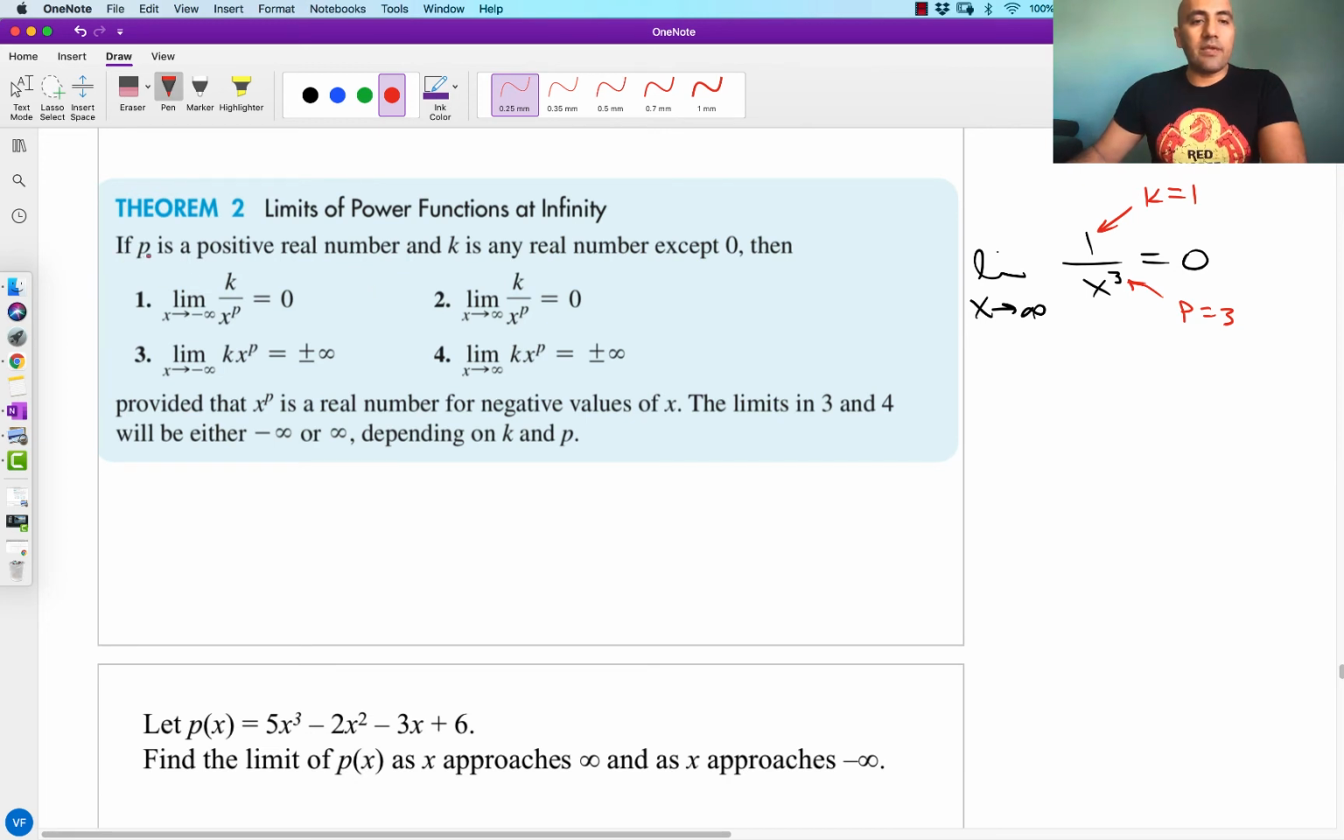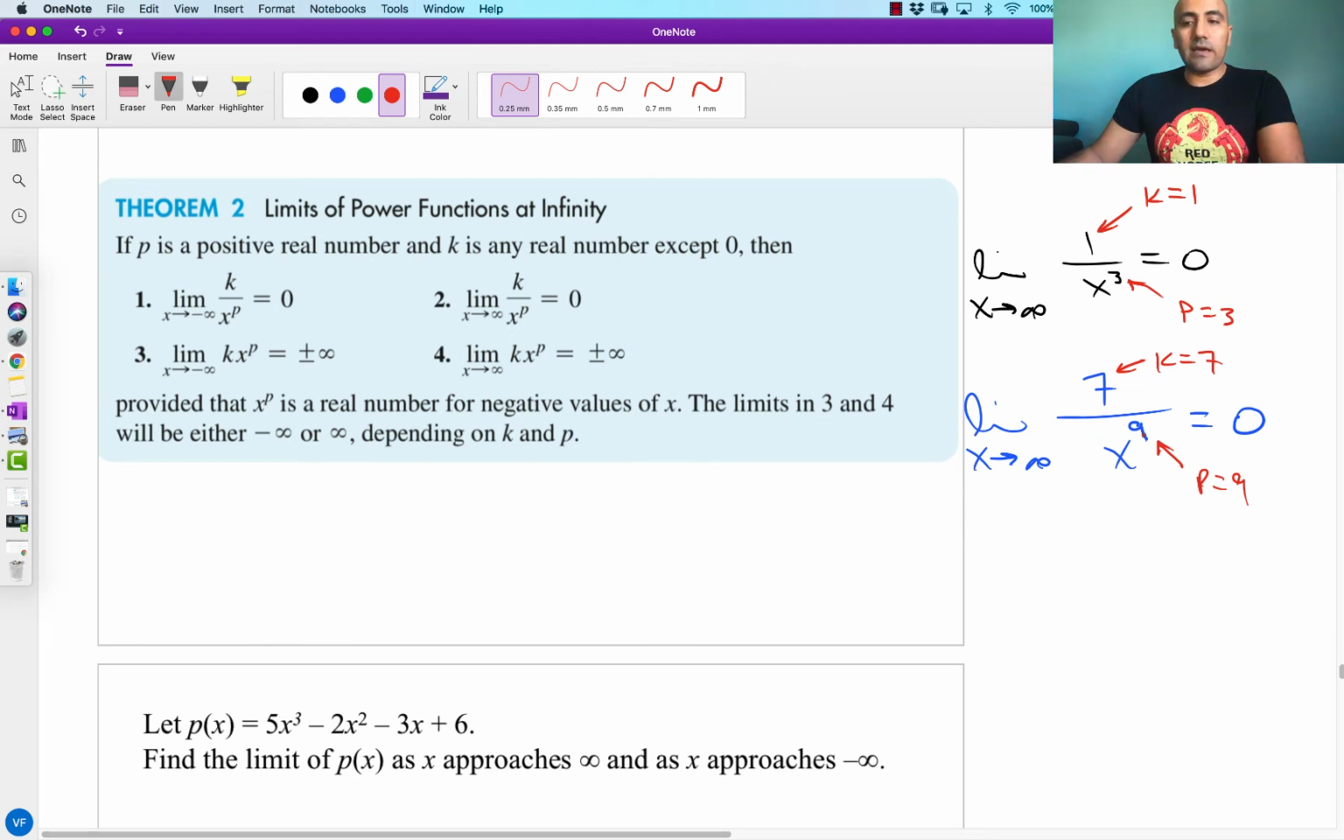So it says, if p is a positive number and k is any real number, this will be true. So anything that fits that form, where this is a positive real number and k is any number at all, then this thing will converge towards 0. So if we were looking at another similar one, for example, the limit as x approaches infinity of 7 over x to the power of 9, then I already know that this is going to be 0. Here, this would be the case where k equals 7 and p equals 9.